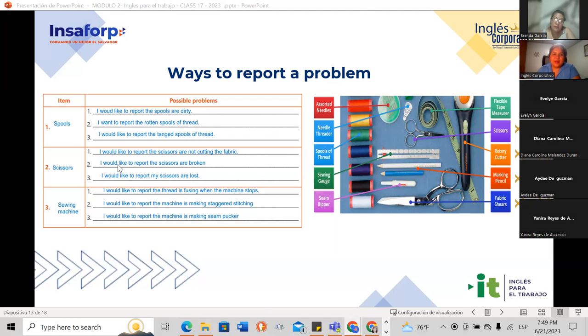Okay, another example. I would like to report the scissors are broken, to receive new scissors, okay? I would like to report my scissor are lost. Se le perdió. So you had to report that. Okay? Anyway, so.